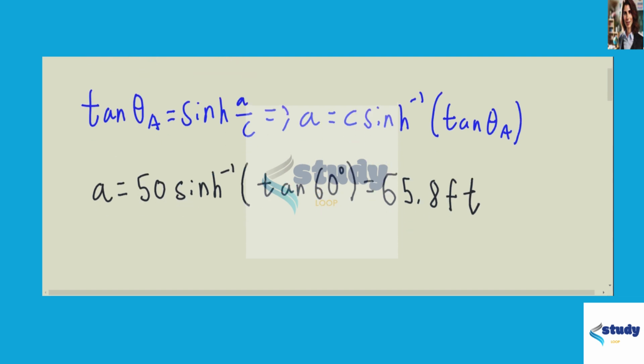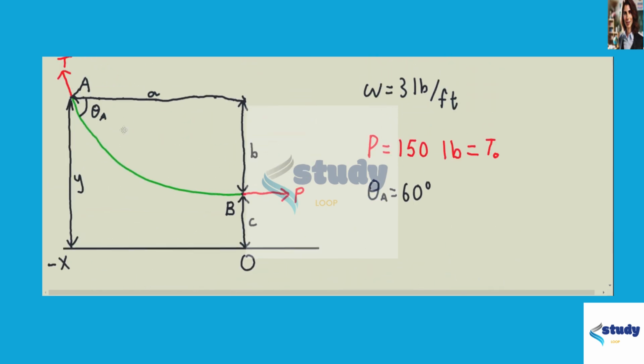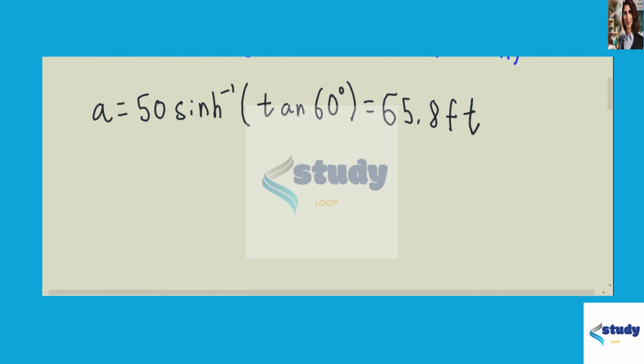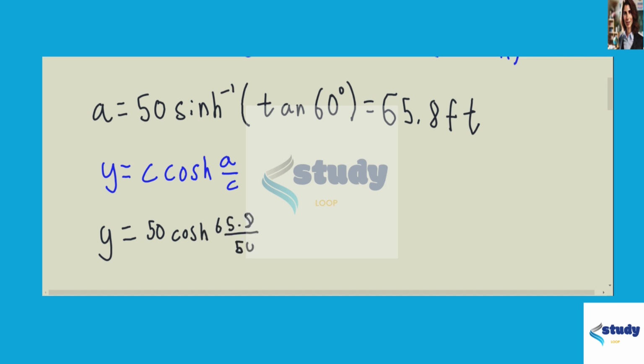And now we're going to write out the equation to find the length Y, this length Y here. So we say that the length Y is equal to C times the hyperbolic cosine of A divided by C. And we know what C and A is, so we can plug in C, and we can plug in A. And that will give us a length that's equal to 100 feet.